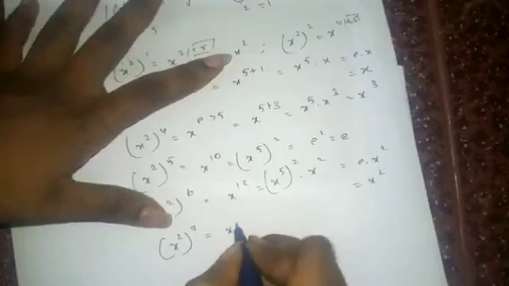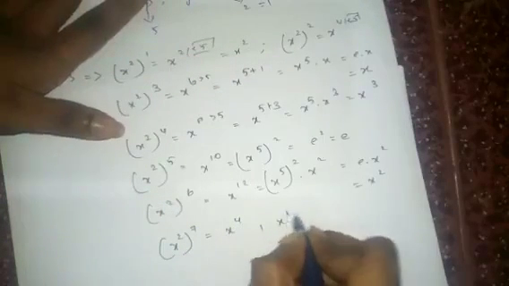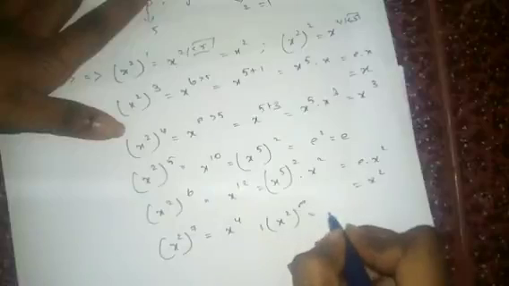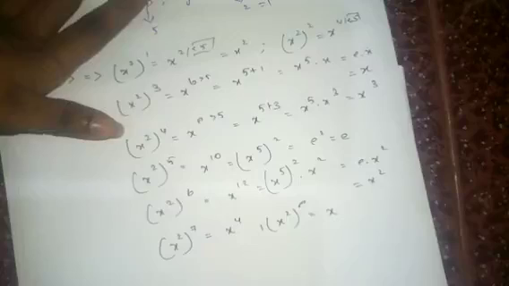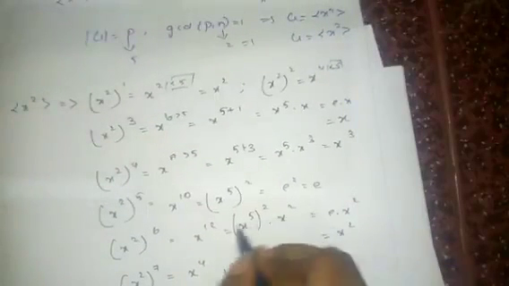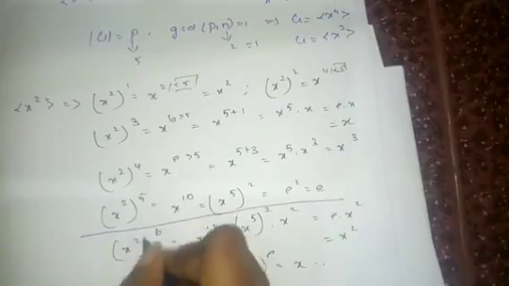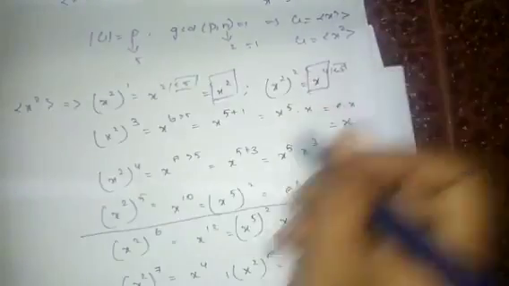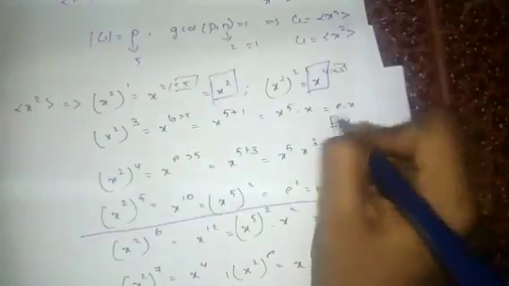If you find for this, you will get x power 4. If you find for the next term, you will get x. Like that it goes on. After a certain stage, it repeats, that is, up to 5. If you are going to do after 5, it repeats from the starting x square, and then x power 4, and then x power 3 and e.